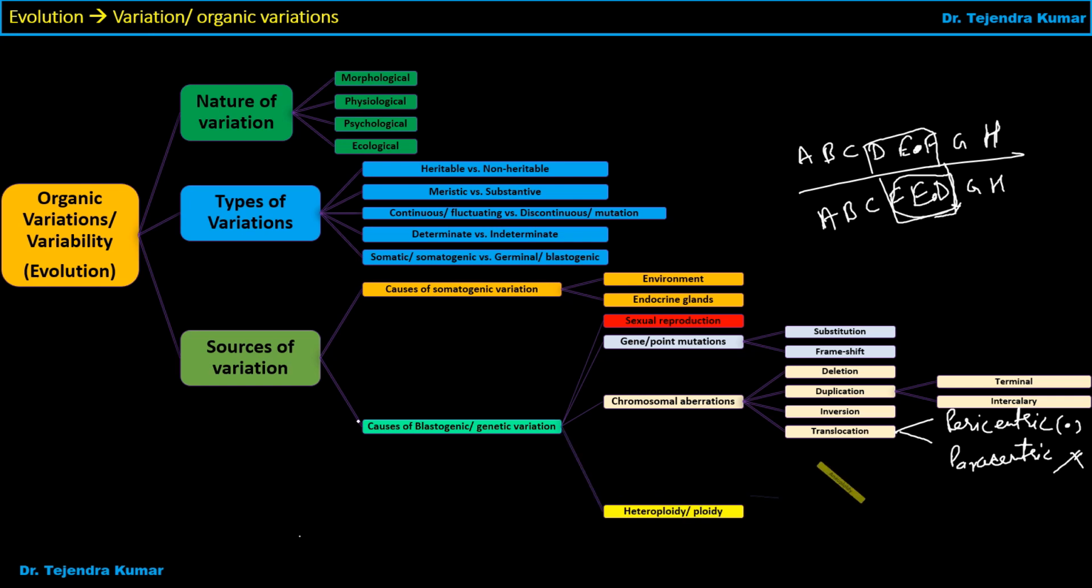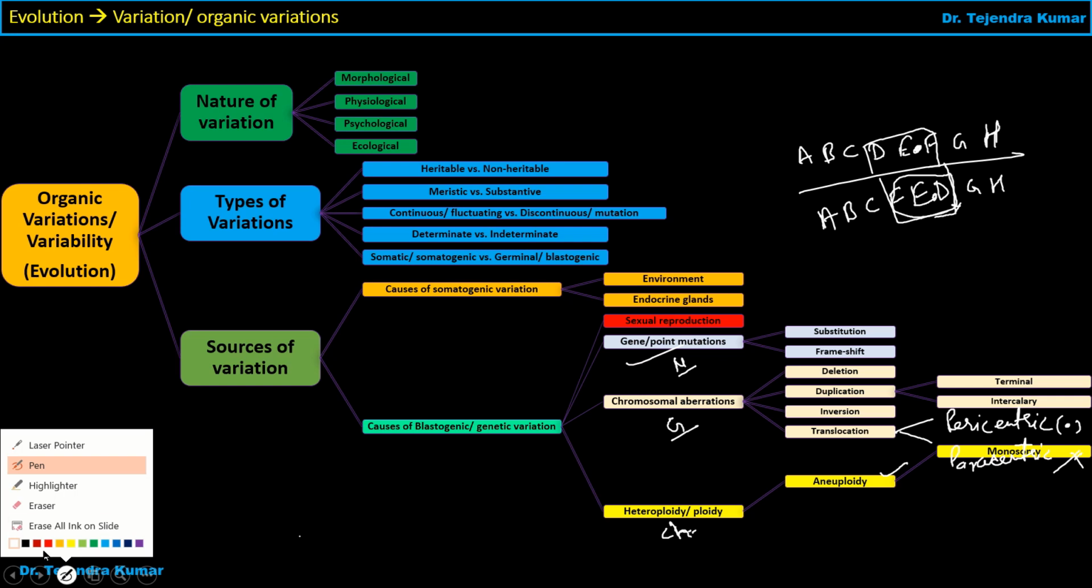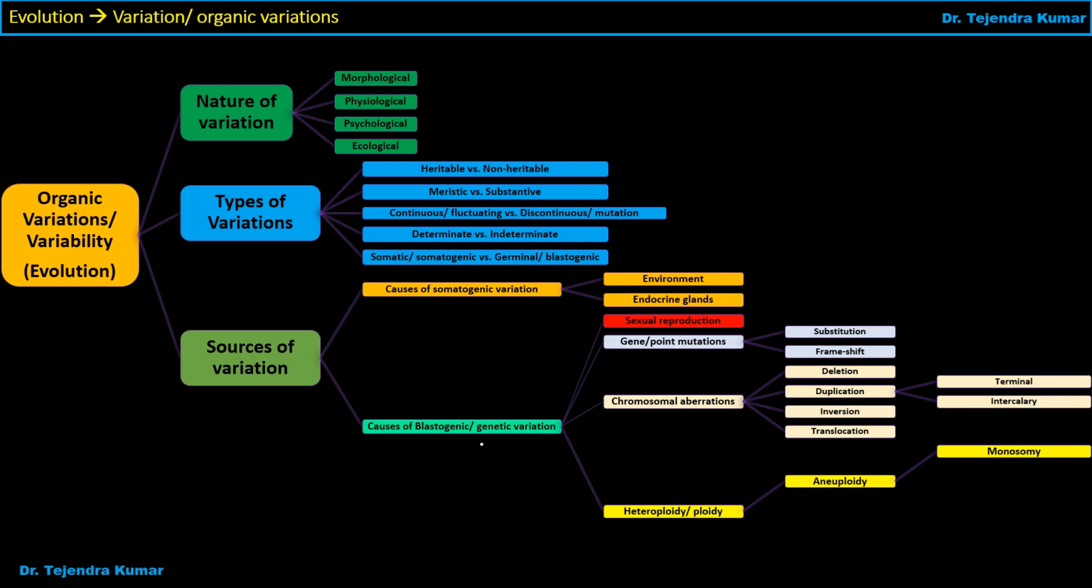Let's talk about heteroploidy or polyploidy. Heteroploidy or polyploidy means whenever the number of chromosomes is changing. If you see the order, here we had seen the nucleotides changing. Here we had seen that genes are changing. Now here we are seeing that chromosomes are changing. So it is continuously increasing the hierarchy. Okay. So now let's see aneuploidy. Aneuploidy means whenever the number of a single chromosome is changing.